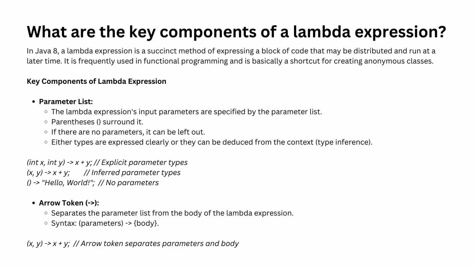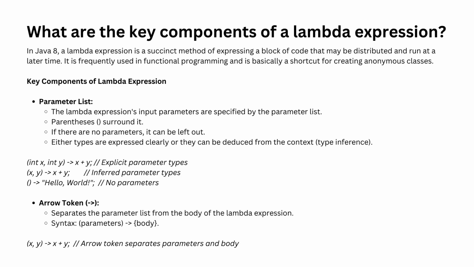So if you take a look at the example here, you see that the first is that you are using int x, int y, and the result is x plus y. Then again you can do x, y, which means you don't specify the data type, but again it is going to do x plus y. And there is an option that you can do it without parameters. So this is just an example.